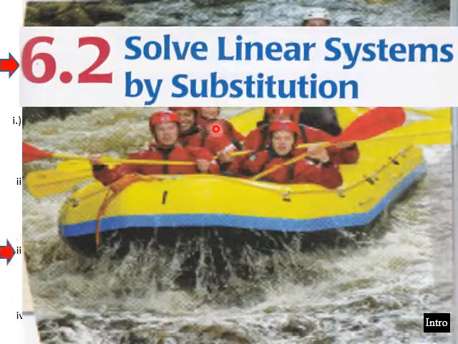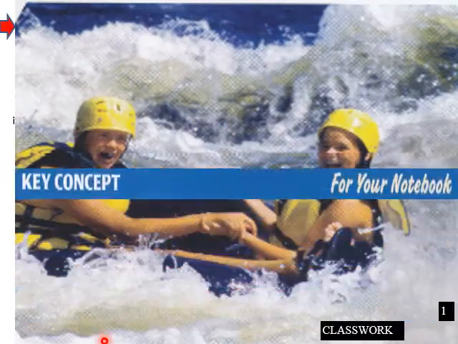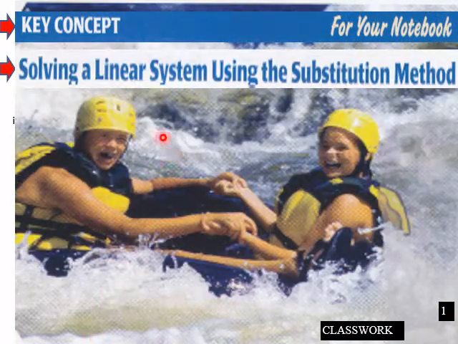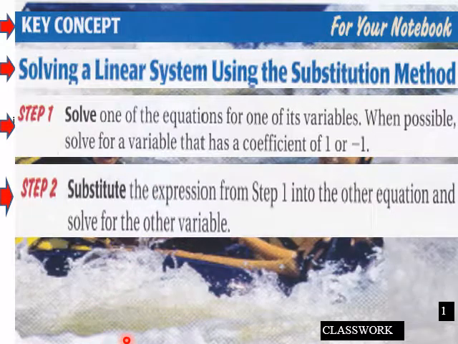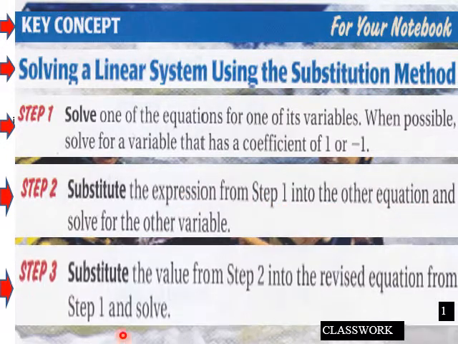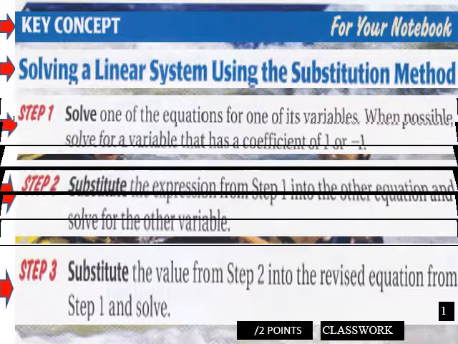So, solve linear systems by substitution. What we have here is solving a linear system using the substitution method. Step 1: solve one of the equations for one of its variables when possible. Solve for a variable that has a coefficient of 1 or negative 1. Step 2: substitute the expression from step 1 into the other equation and solve for the other variable. Step 3: substitute the value from step 2 into the revised equation from step 1 and solve. So here are our steps.